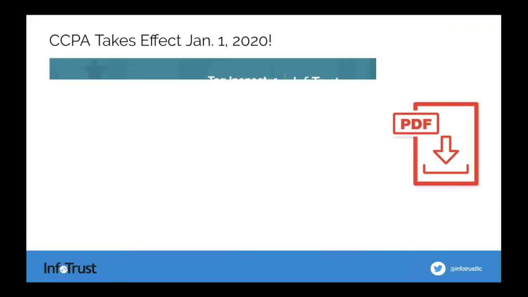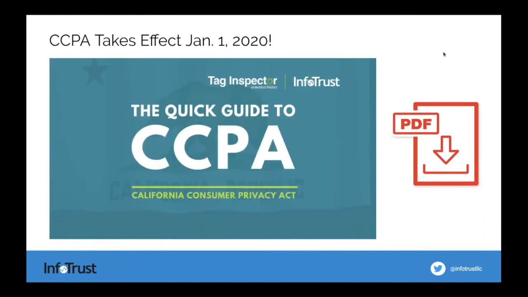For anybody that doesn't know, CCPA takes effect January 1st of this next year, which is like 4 weeks from now. So it's coming up very quickly. If you in your company still haven't reviewed any information on this, or you're still confused, definitely check out our Tag Inspector quick guide to CCPA. It's got a lot of good information in there. You can find it by going to taginspector.com, or when you get this webinar deck, I have hyperlinks in here for you to review it. Definitely check that out if you are going to be affected by CCPA, which really should be pretty much every company.